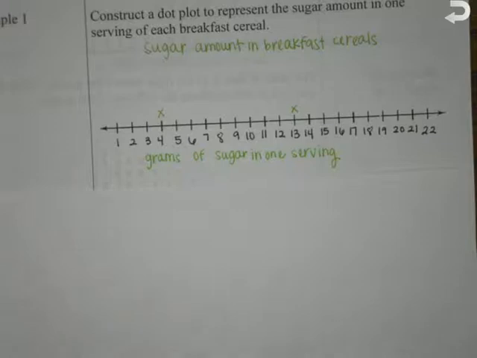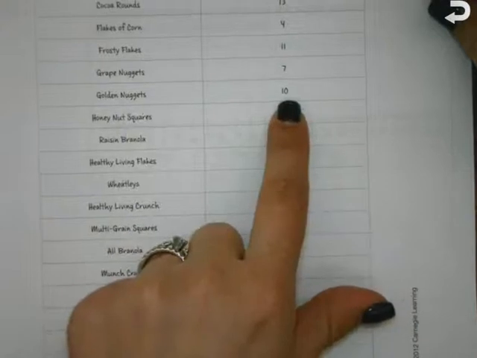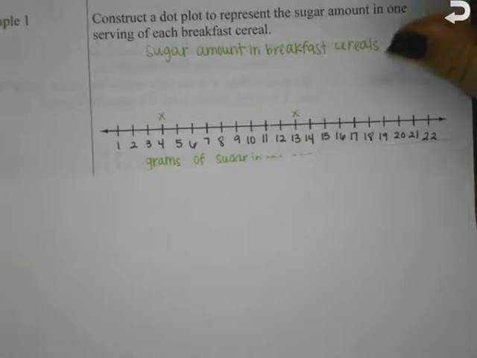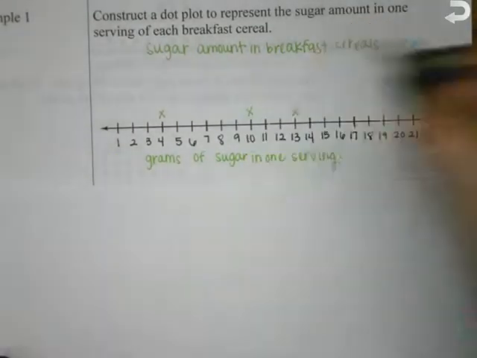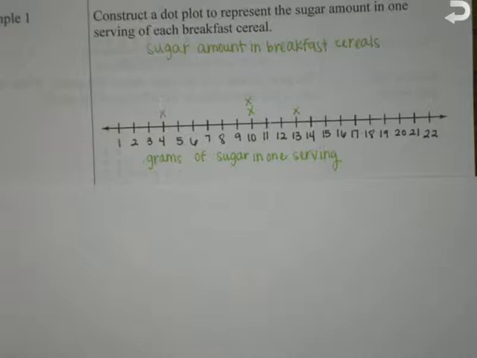After you start getting multiple, so let's look at, I'm going to skip a couple for right now, and I'll have you guys fill those in. We have Golden Nuggets that has 10 grams of sugar, and Honey Nut Squares also has 10 grams of sugar. So you're going to put one X or dot for each one at 10. So at 10, we're going to put 1 for Golden Nuggets, and 1 on top of that for Honey Nut Squares. Okay? Does that make sense? Okay, so I'm going to let you guys finish your dot plot on here. So remember, I skipped Frosty Flakes and Grape Nuggets, so make sure you put those in and start constructing your dot plot.